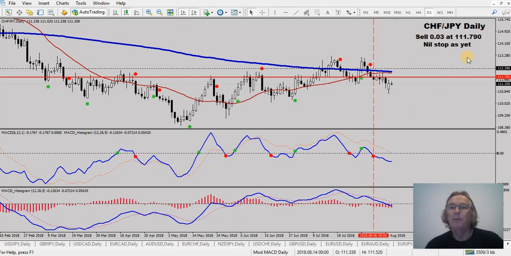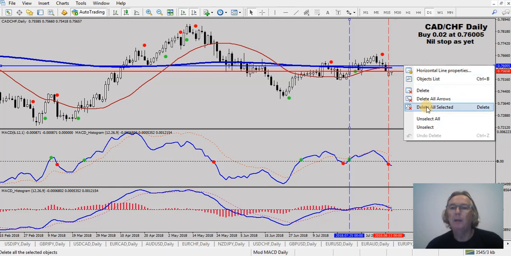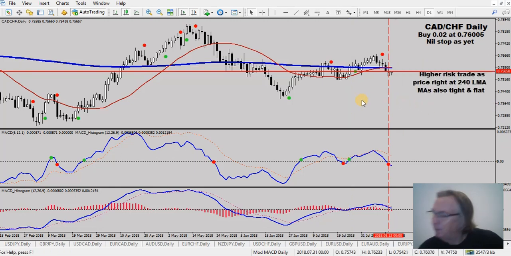Let's have a look. Next one, finally, CAD, Swiss franc. I was in a buy from back here. The blue intersection went up, didn't really set the world on fire, not enough to get me excited, and rolled over. And this morning we've got a confirmed cross of the fast MACD, so that means I close that buy for a loss. I think it was only 35 pips, which is nothing on the daily chart.